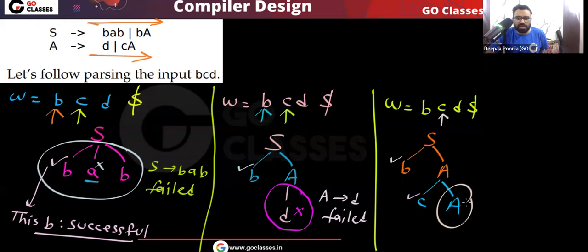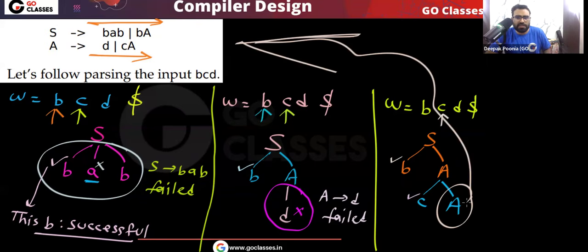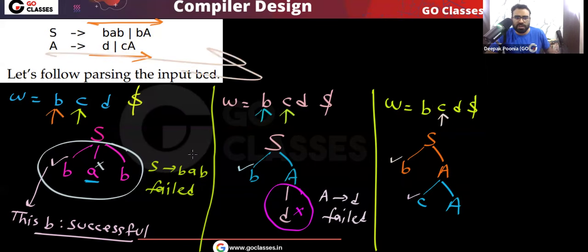Now this is the non-terminal. For a non-terminal, what will we do? I told you the recursive descent parser, whenever it sees a non-terminal, it will apply one of the productions, in a specific order. So for this non-terminal, we will apply these productions in this specific order. We will first try A going to D.